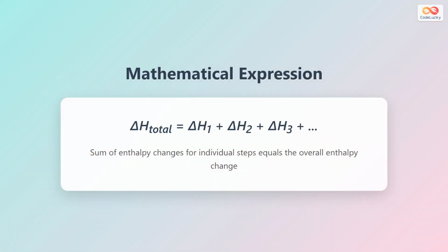Mathematically, we express Hess's law using this equation. The total enthalpy change equals the sum of enthalpy changes for each individual step. So delta H total equals delta H1 plus delta H2 plus delta H3, and so on. This means we can add up the enthalpy changes of smaller, known reactions to find the enthalpy change of a larger, more complex reaction.